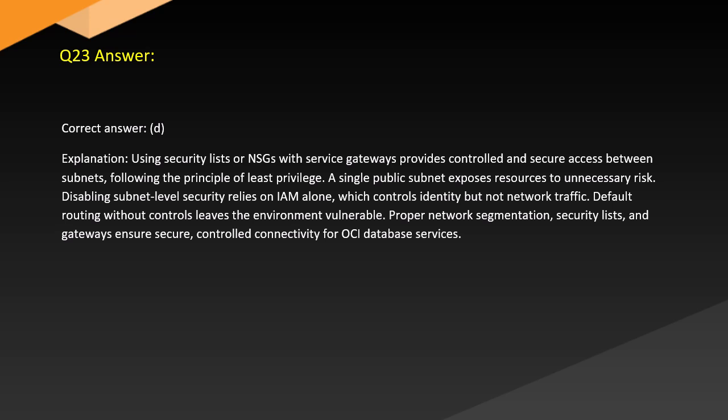Answer. Correct answer: D. Explanation. Using security lists or NSGs with service gateways provides controlled and secure access between subnets. Following the principle of least privilege, a single public subnet exposes resources to unnecessary risk. Disabling subnet-level security relies on IAM alone, which controls identity but not network traffic. Default routing without controls leaves the environment vulnerable. Proper network segmentation, security lists, and gateways ensure secure, controlled connectivity for OSI database services.